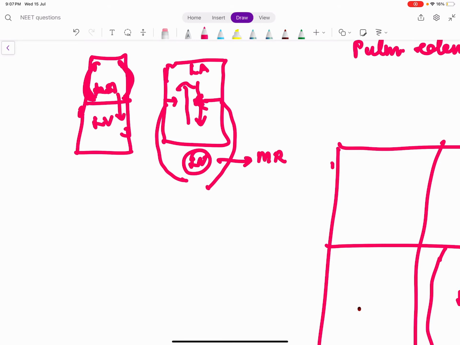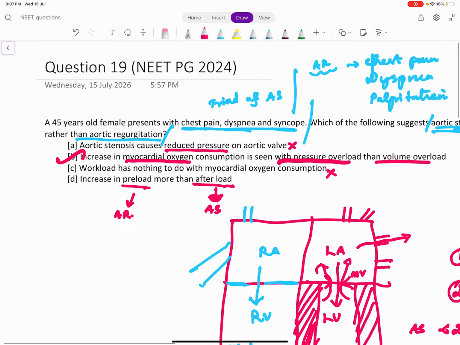So the left ventricle is loaded both in AR as well as MR. Okay, this completes this question.